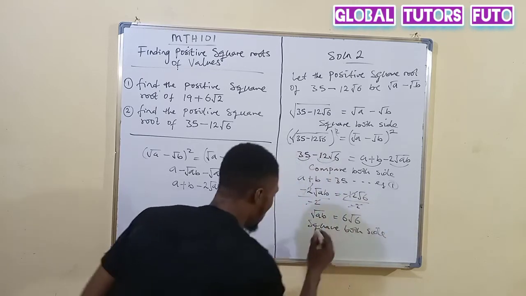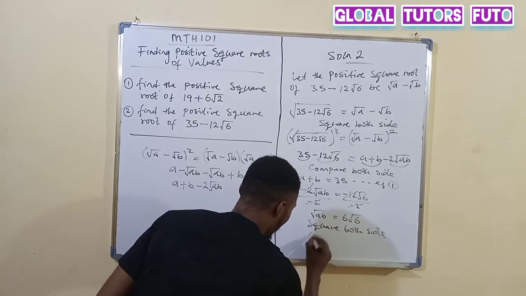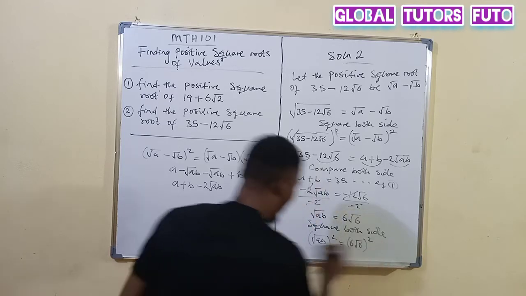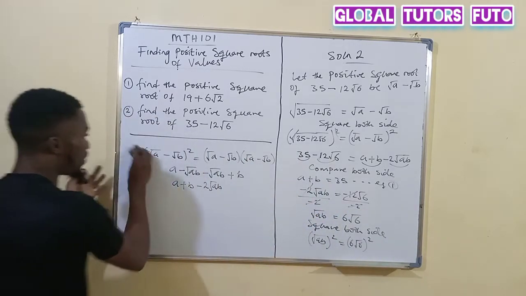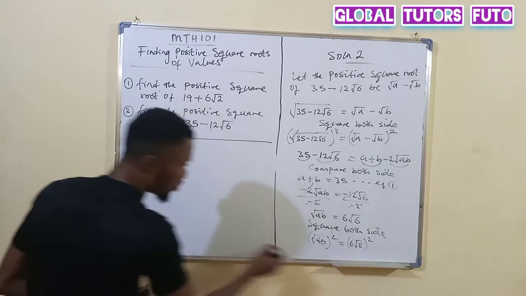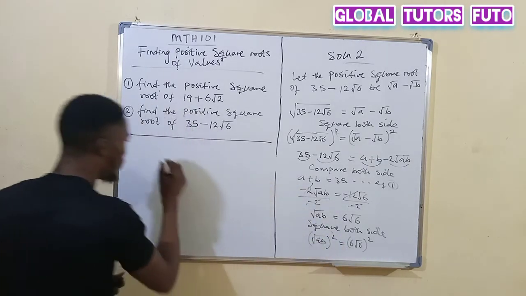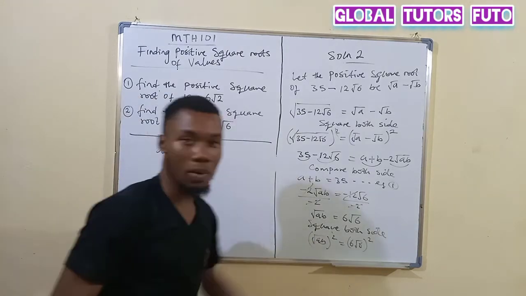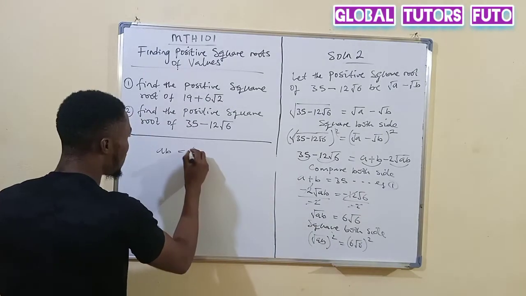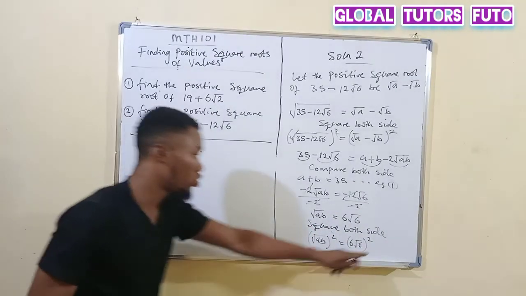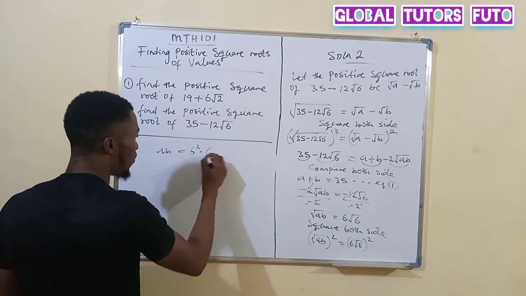Square both sides. So when we square both sides, what are we going to have? So let me make a space here. This square root will cancel this. This square will cancel the square root. We have that AB will be equal to 6 raised to power 2 times the square root of 6 raised to power 2. So the 2 will cancel the square root. We will just have what?